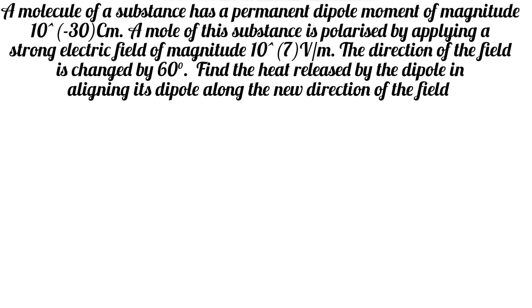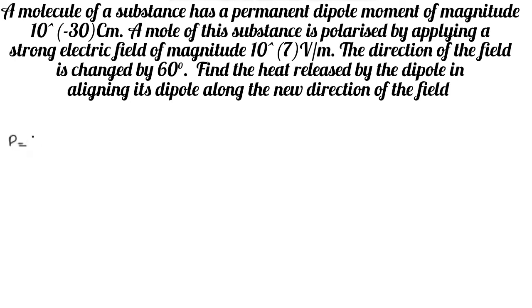Another question. A molecule of a substance has a permanent dipole moment of magnitude 10 times 10 raised power minus 30 coulomb meter. A mole of this substance is polarized by applying a strong electric field of magnitude 10 raised power 7 volts per meter. The direction of the field is changed by 60 degrees. Find the heat released by the dipole in aligning its dipole along the new direction of the field.